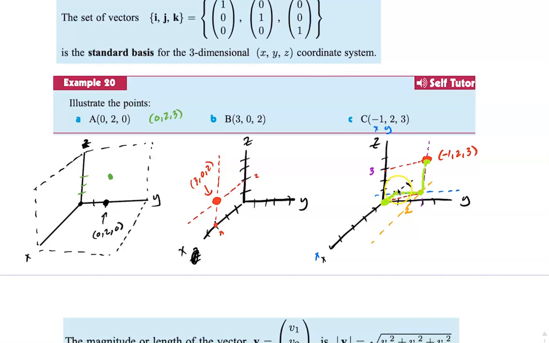You went -1 on your x. You went over 2 on your y, and then you went up 3 on your z. That's kind of the way it works.